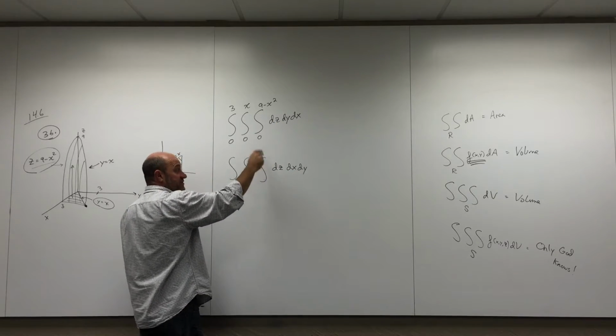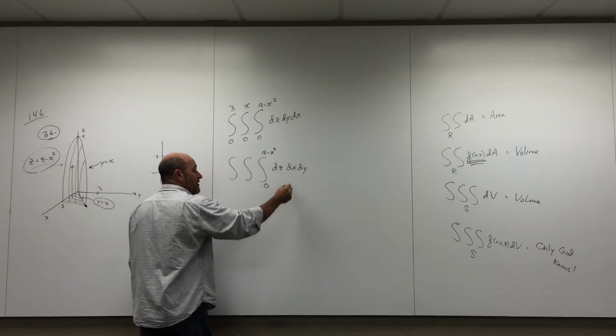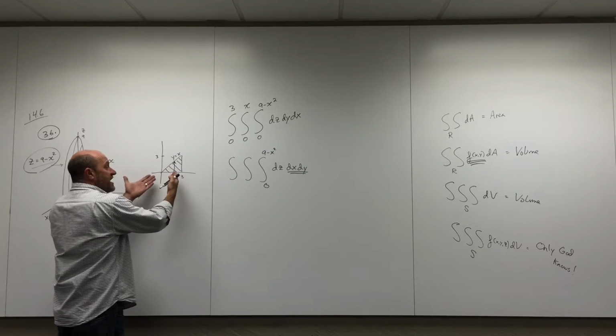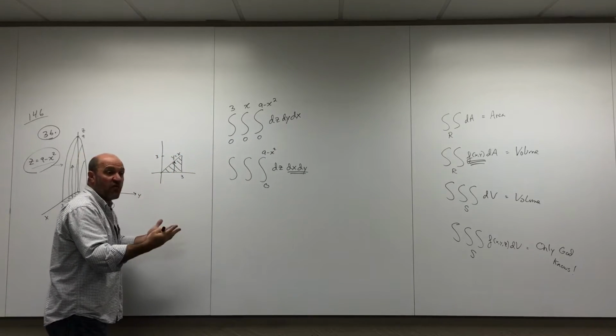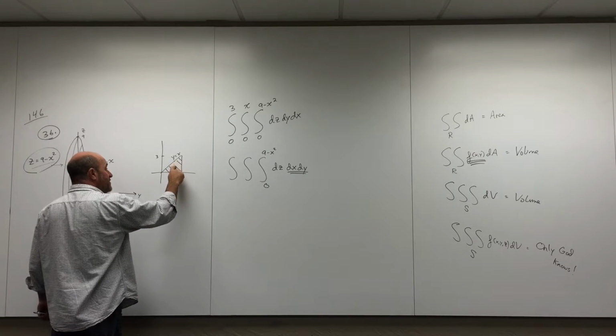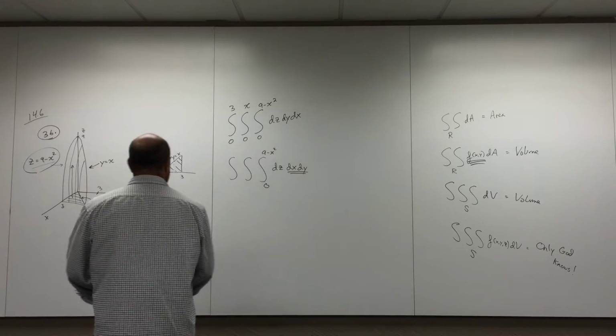I think the z would do the same thing, 0 to 9 minus x squared. But the x's and the y's now have been switched. So when I look at this region in the xy plane, I have to let x go first and y go second. If I let x go first, can you tell me the bounds for x? If x is going first, you get 0 to 1.